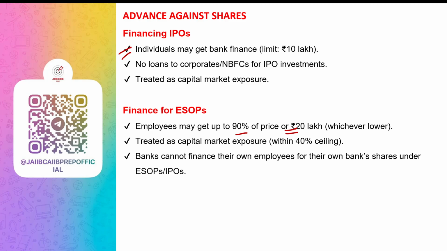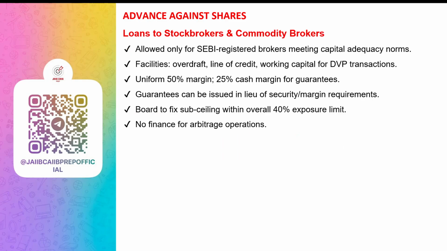Banks cannot finance their own employees to buy shares of their own bank under ESOPs or IPOs. This applies irrespective of whether the loan is secured or unsecured. The logic is basically to prevent conflict of interest and safeguard the independence of banking operations. Employees borrowing for ESOPs or IPOs must provide a declaration of other loans taken against shares and securities from other banks, so that the ceilings are not breached.